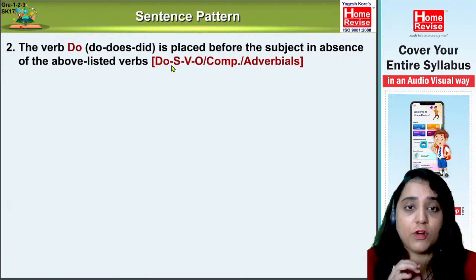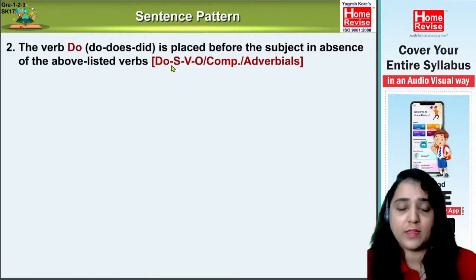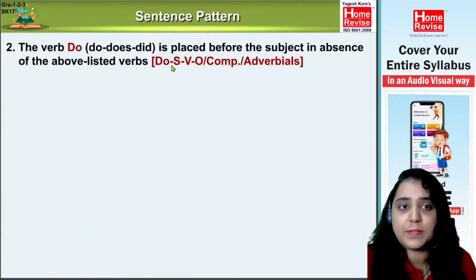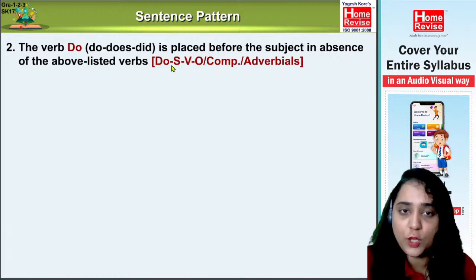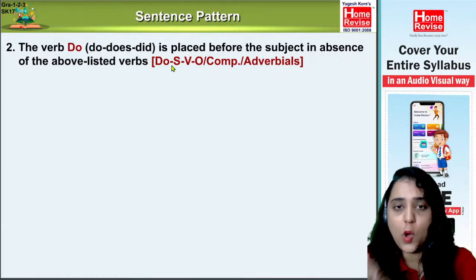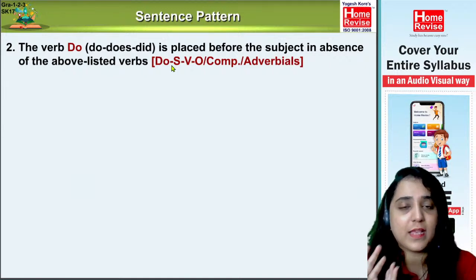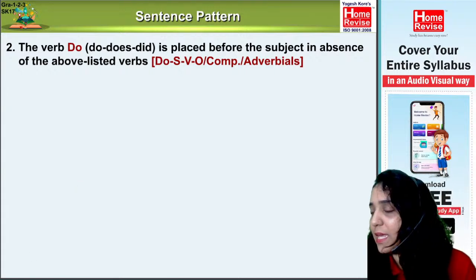But if the verb is absent, if the above listed verbs are not there, in that case you will have to write something. So at that time the verb do, which means do, does, did, is used, and after that it is followed by the subject, then the verb, then the object, then the complement can also come, adverbials, like basically the rest part of the statement comes. Now let's see the examples.